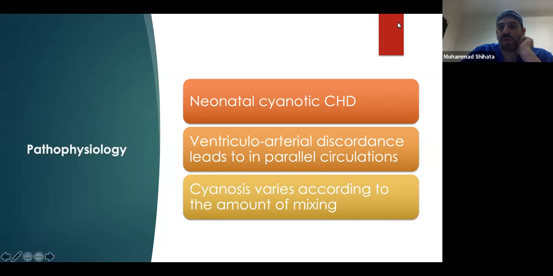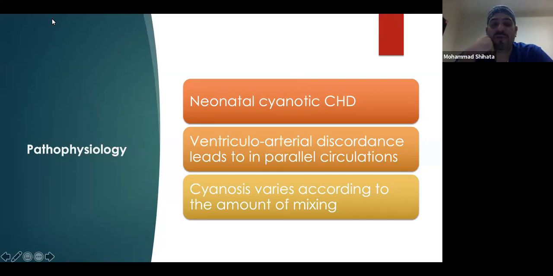So, dextrotransposition of the great arteries is, according to some references, the most common form of cyanotic congenital heart disease in neonates. And the reason they're cyanotic is not because there is underperfusion to the lungs, but because the systemic and pulmonary circulations are in parallel with very little or no mixing sometimes.